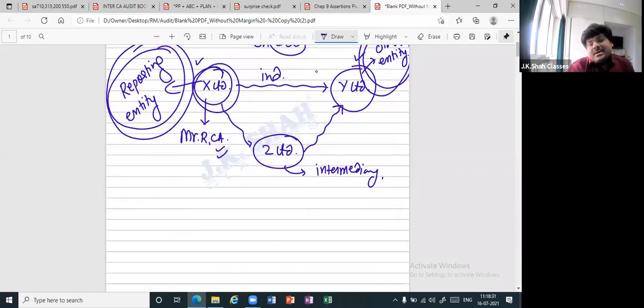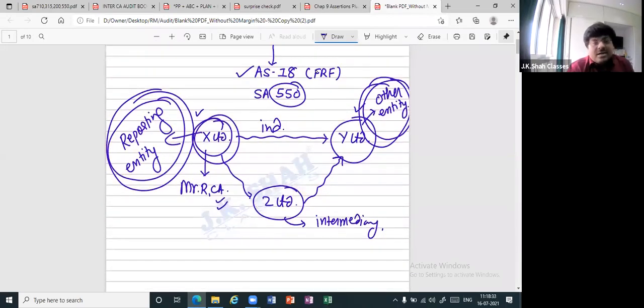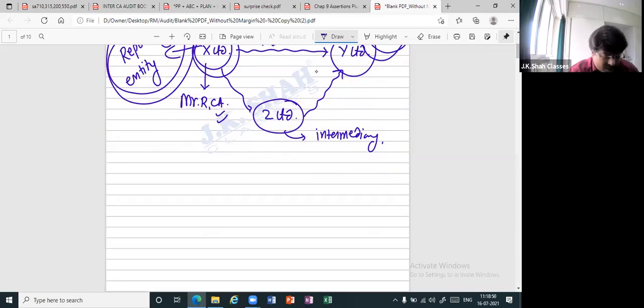So husband controlling wife, wife controlling husband. Eventually there is control, and that control is a relation. So ultimately, here also, whether the reporting entity controls the other entity or the other entity controls the reporting entity hardly matters, because there is a control. If it is a control, it is related. Now, one company can become related to the other if they have something in common.